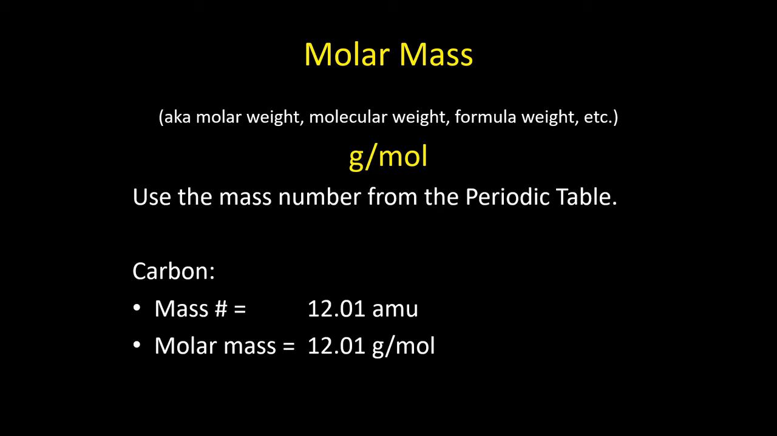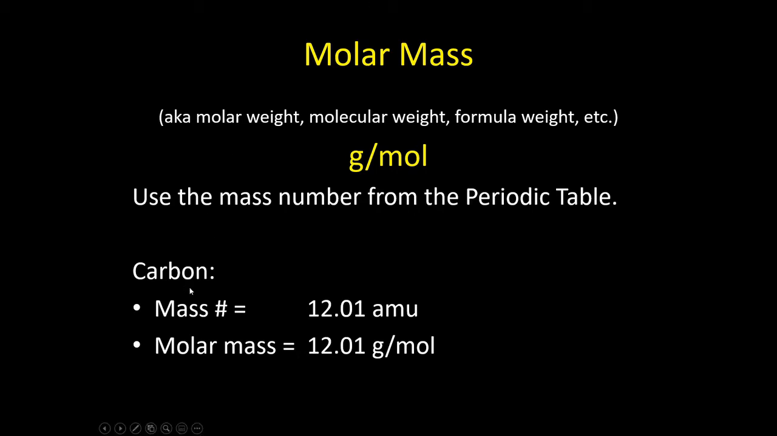So from this point forward, that is what we're going to call the masses on the periodic table. I usually use the phrase molar mass. I think that's the one I use the most often. But just keep in mind that all 4 of these names mean the same thing. Those masses on the periodic table are the mass of 1 mole of that atom.